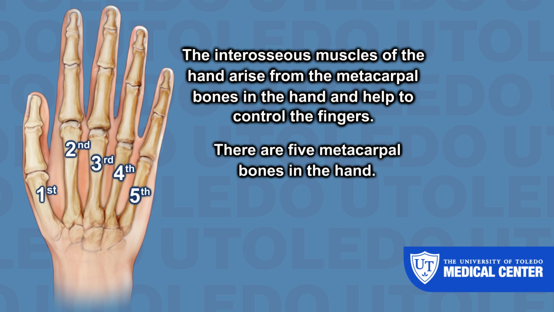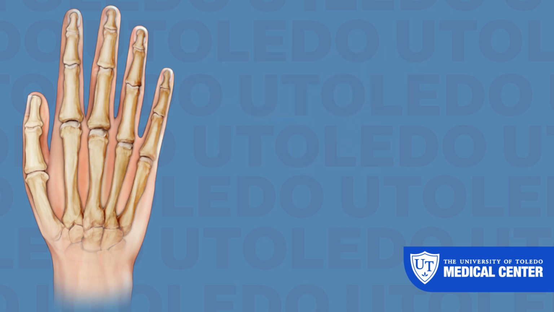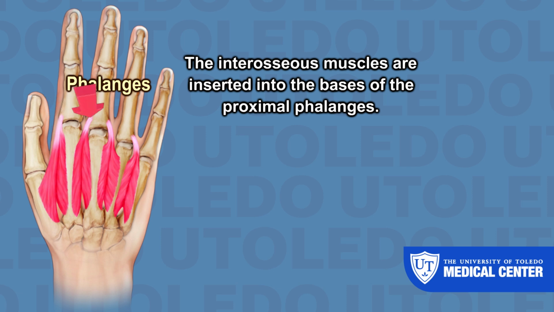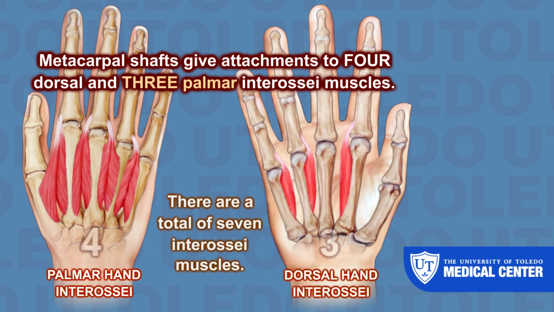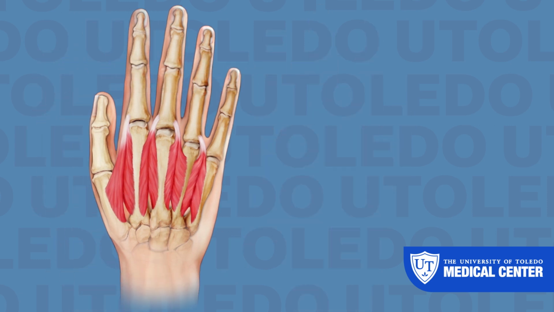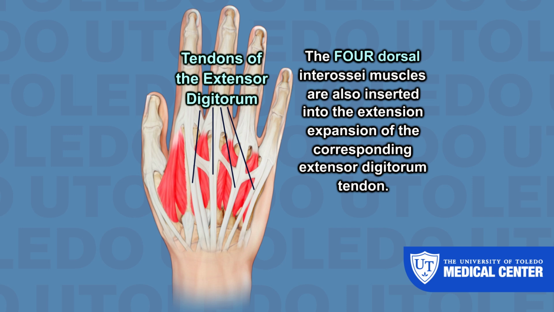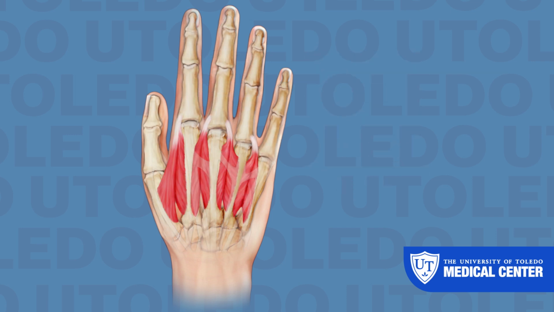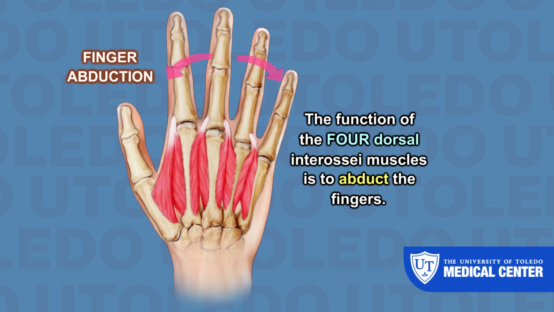There are 5 metacarpal bones in the hand. The interosseous muscles are inserted into the bases of the proximal phalanges. Metacarpal shafts give attachments to 4 dorsal and 3 palmar interossei muscles. There are a total of 7 interossei muscles. The 4 dorsal interossei muscles are also inserted into the extensor expansion of the corresponding extensor digitorum tendon. The function of the 4 dorsal interossei muscles is to abduct the fingers.